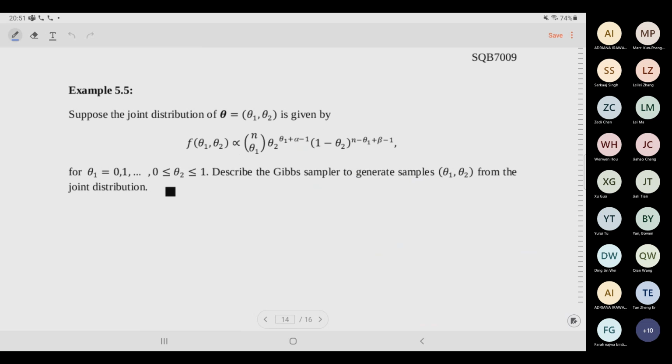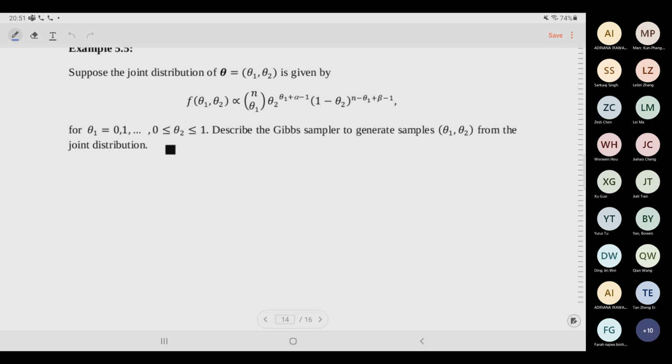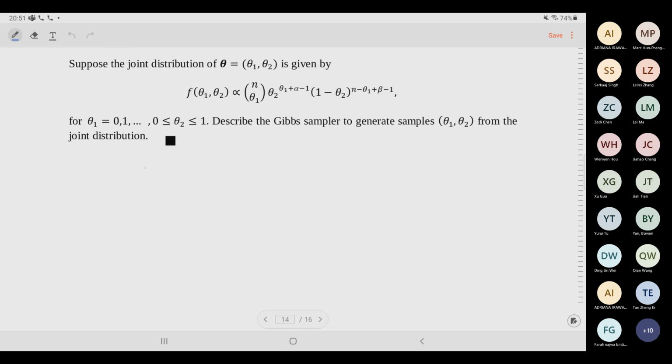Okay, so going back to this one. Oh, sorry. This one is a different example. So this one you can try on your own, because we don't have much time, to find the conditional posterior for theta 1 and theta 2.